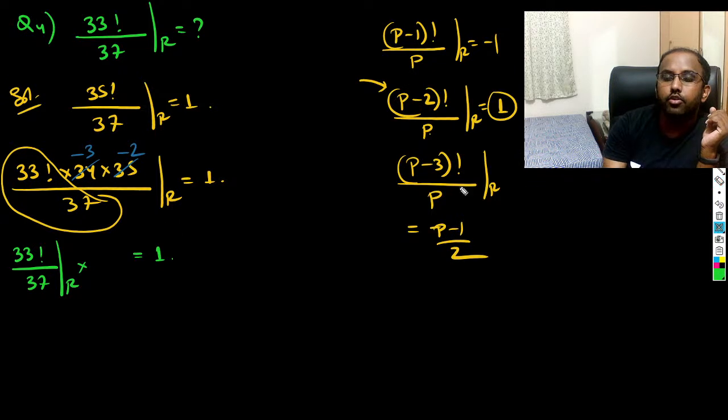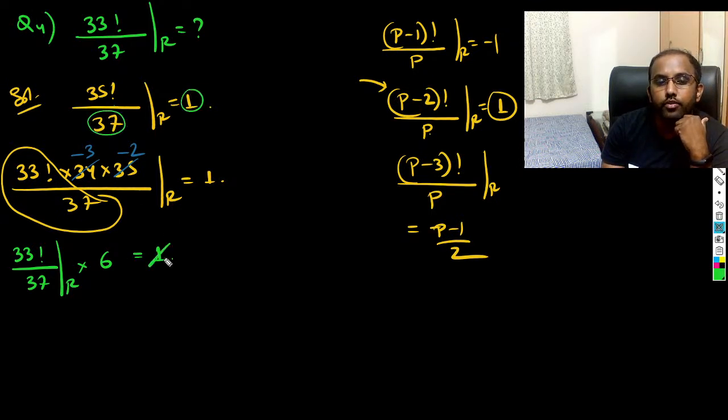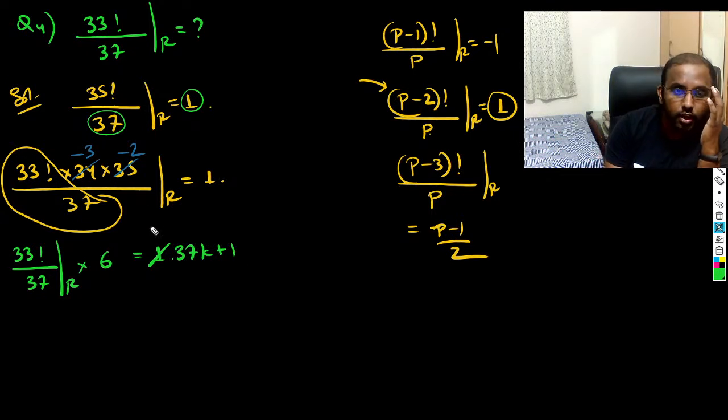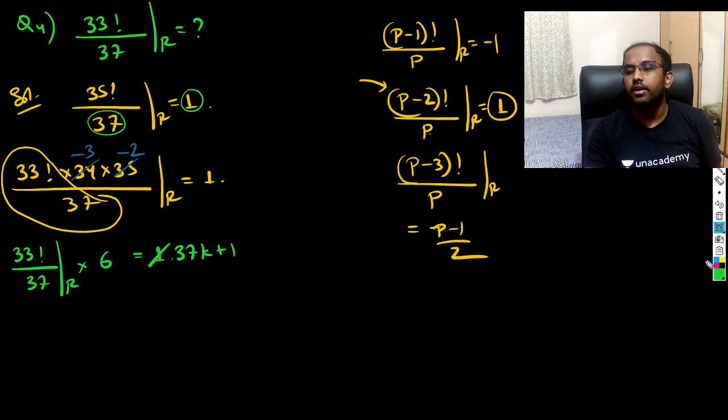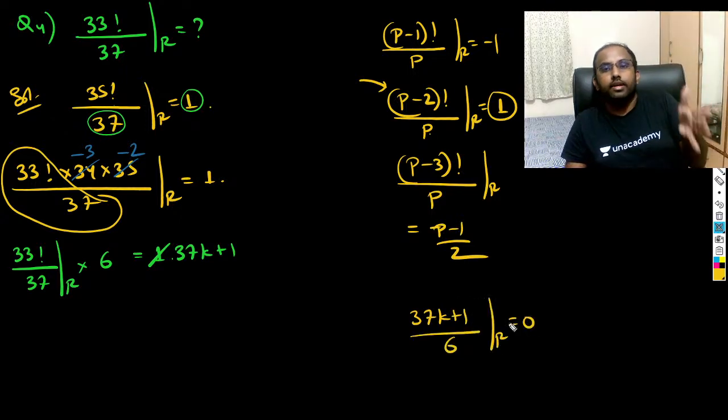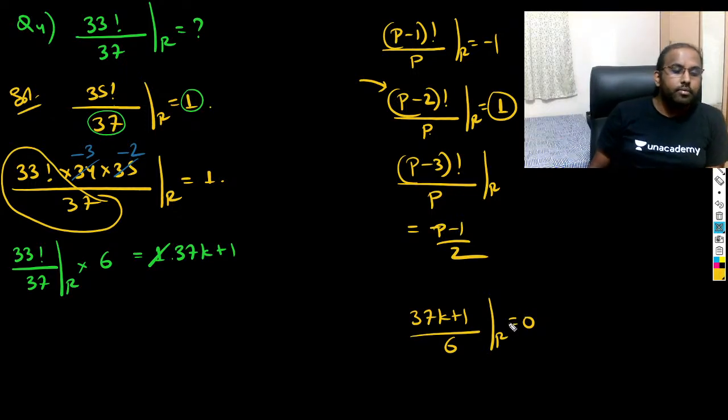So what is the general form? A number which when divided by 37 leaves remainder 1 has the general form 37k plus 1. Now you just check for the value of k which will cancel this 6. At what value of k will this 6 be cancelled? This is quite easy to calculate. We write 37k plus 1 by 6, and you want the remainder to be 0, so that 6 cancels with 37k plus 1.